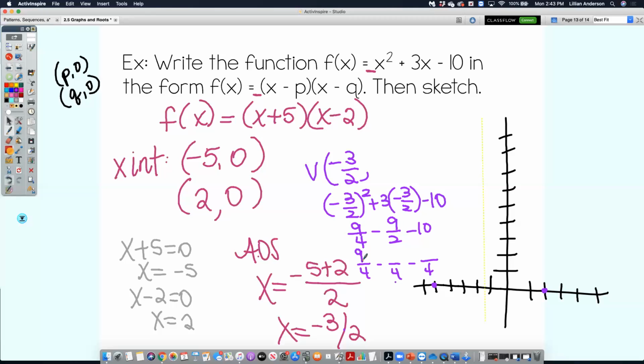This one stays the same, but 9/2 turns into what over 4? 18. And 10 turns into what over 4? 40. So what's 9 minus 18 minus 40?